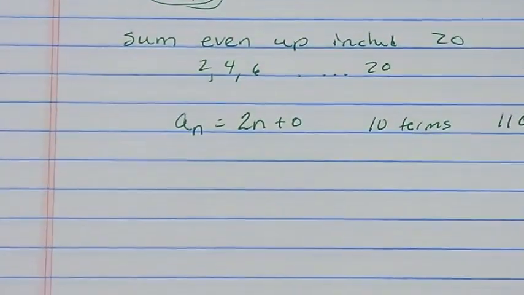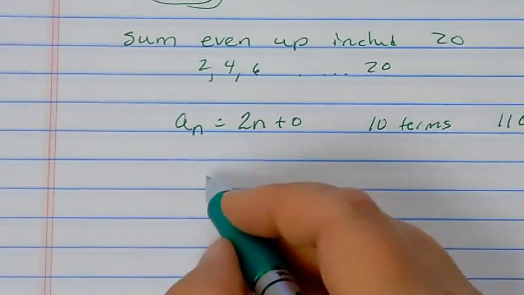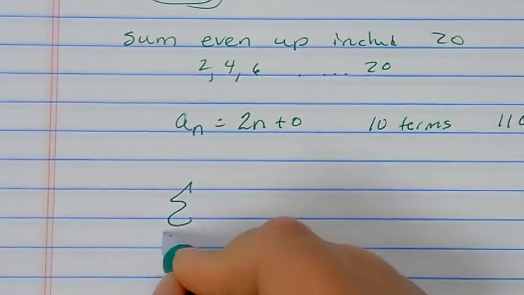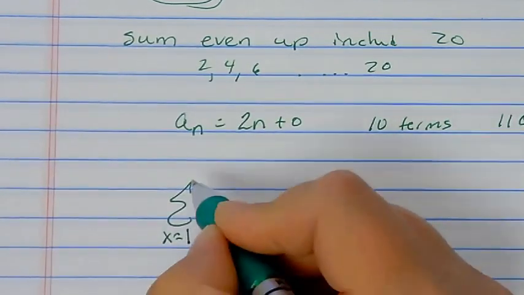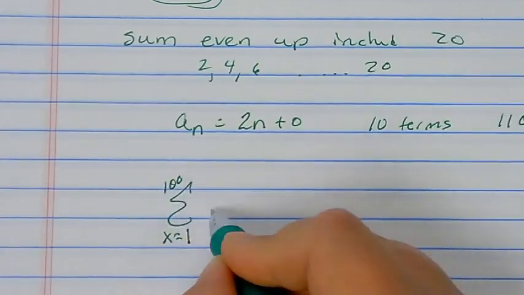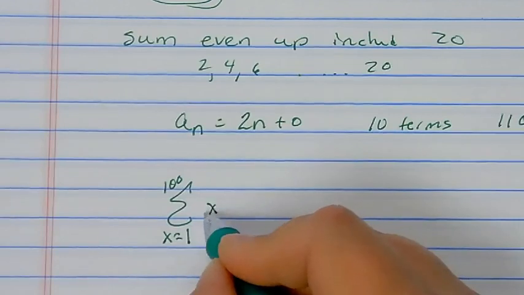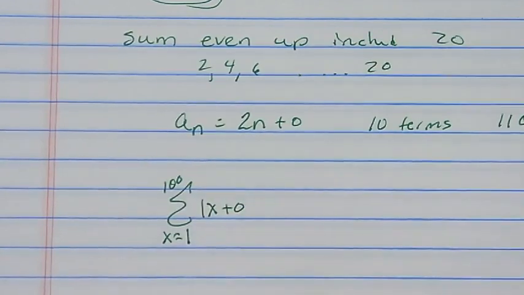So you could see all kinds of things, like what's the sum of the first 100 numbers? So it would be summation from number 1 to number 100, and the rule for the numbers 1 through 100, they would go up by 1, so it would be 1x plus 0, or just 1x.